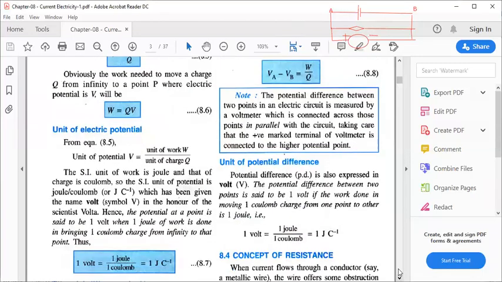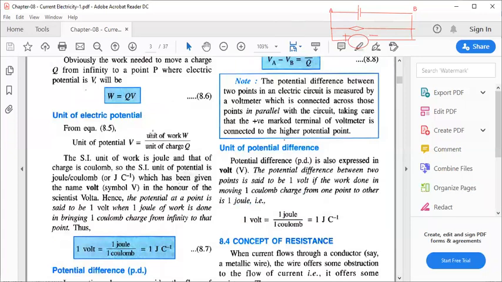Okay. Now let's understand, what is electric potential? Electric potential is W upon Q, that is joule per coulomb, and the SI unit is volt. It is in honor of the scientist Volta, so that's why it is written as capital V. Potential at a point is said to be 1 volt when we say 1 joule of work is done in bringing 1 coulomb charge from infinity to that point.